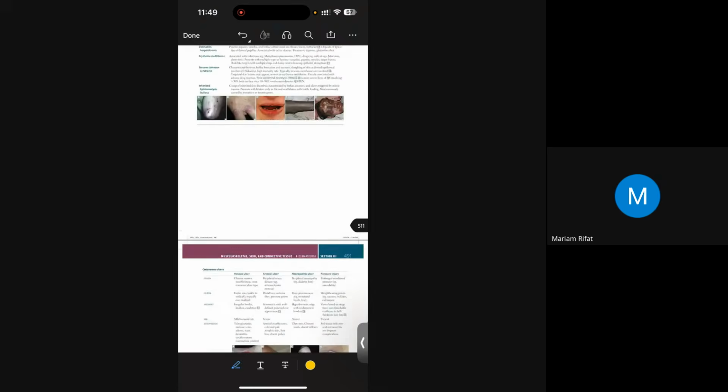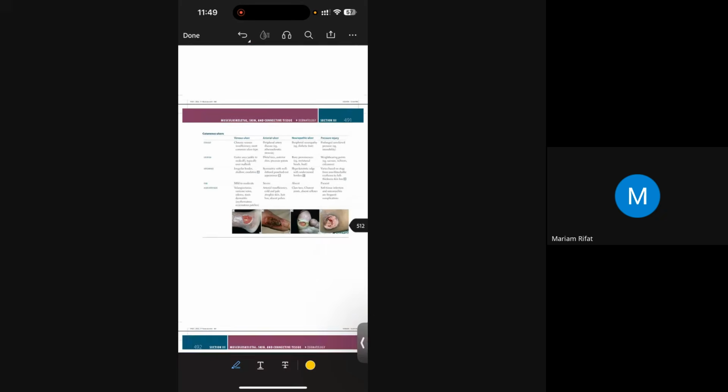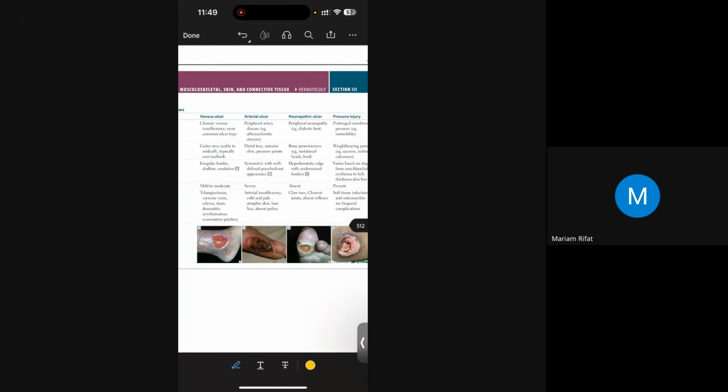The ulcers, here it is, MSK. What is the location for neuropathic ulcers? Bony prominences, metatarsal head, and the heel. And what is the location for the arterial ulcer? Distal toes, anterior shin, and pressure points.